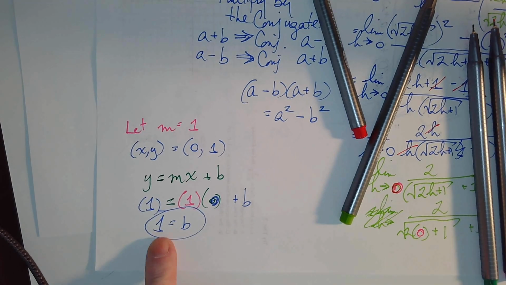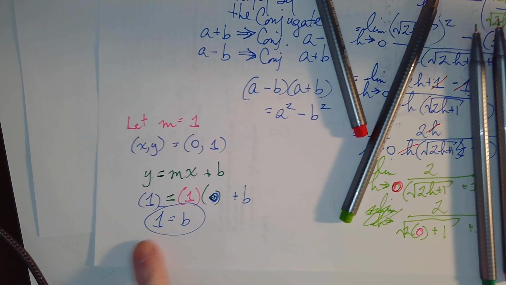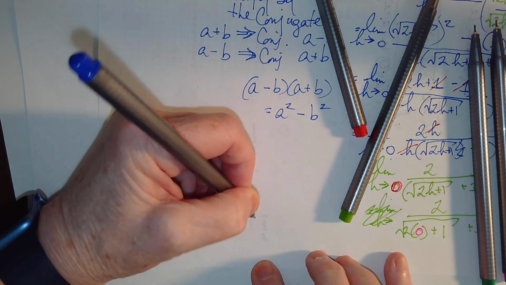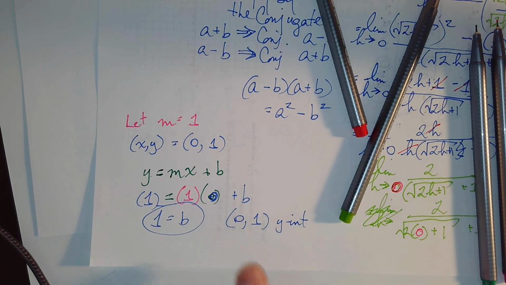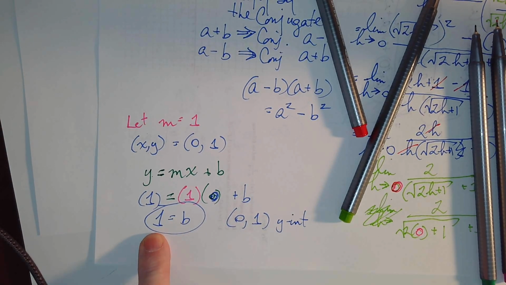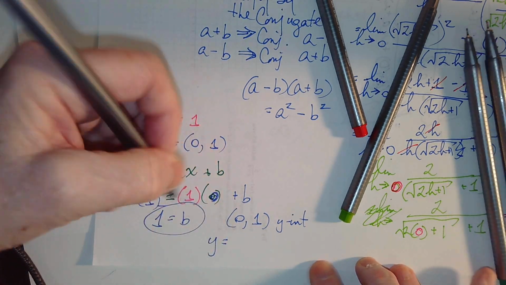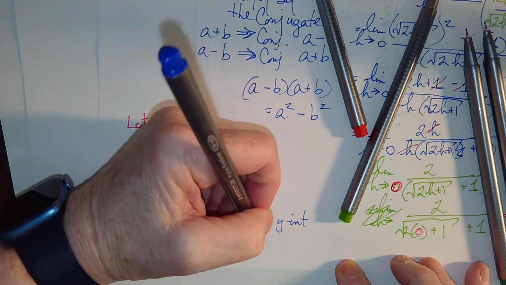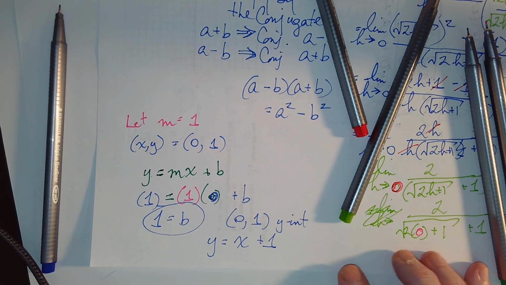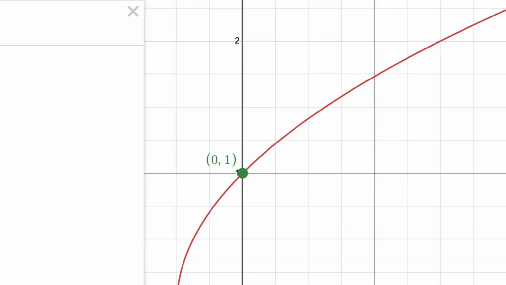Is 1 the y-intercept? I want everybody to yell. No! 0, 1 is the y-intercept, because an intercept is a point, not a number. Okay, so our line will be y is equal to, we said the slope was 1, so x plus 1. Let's graph that line on the pretty graph.